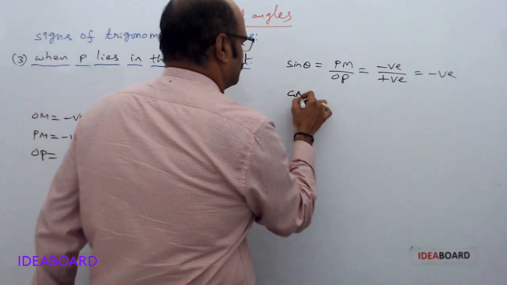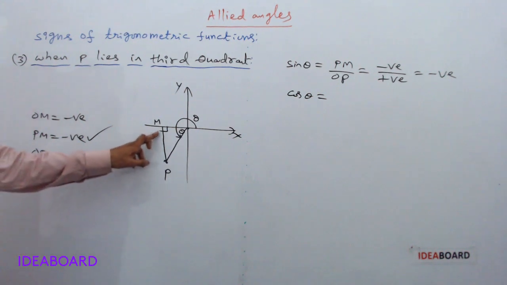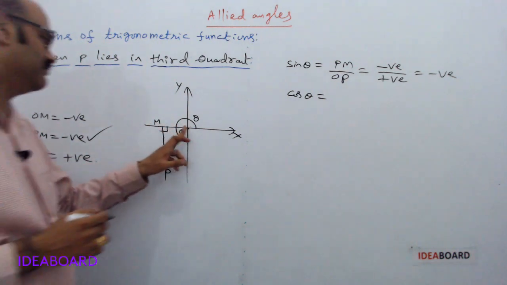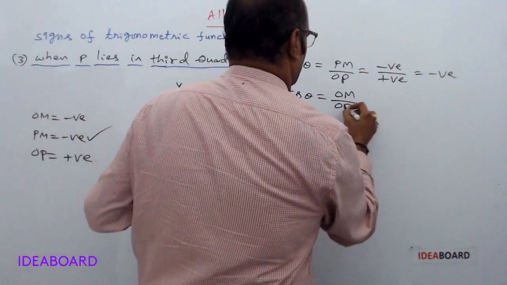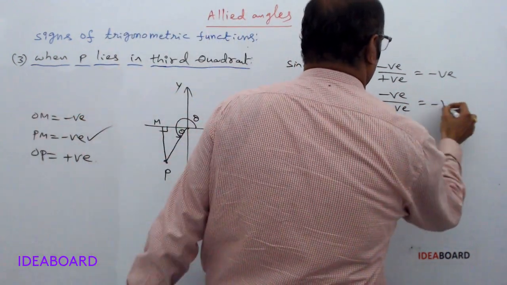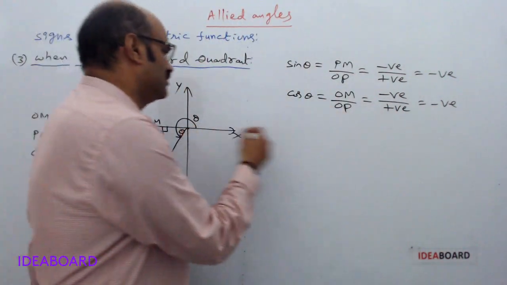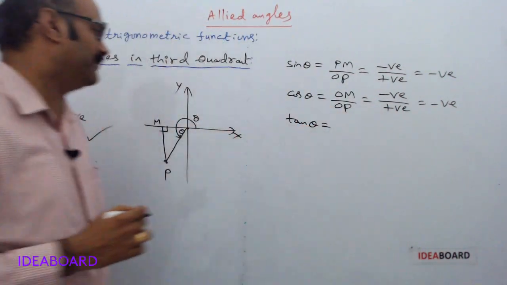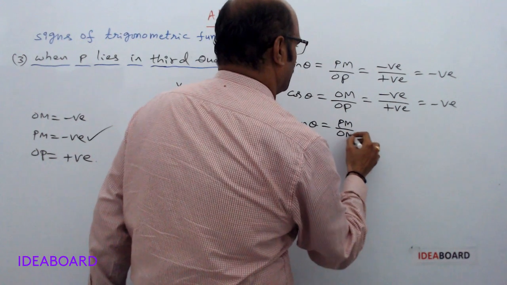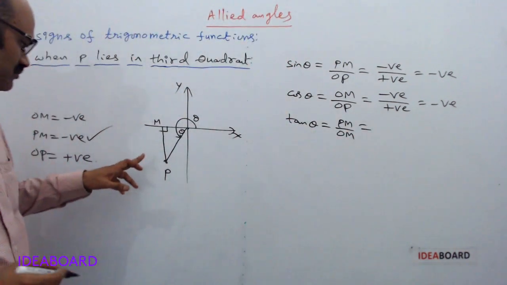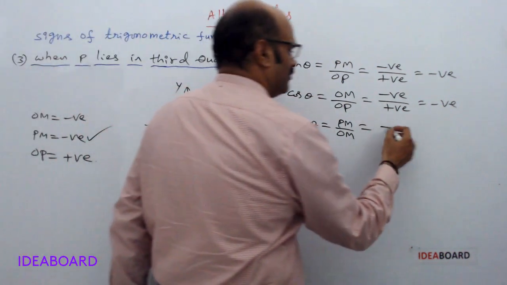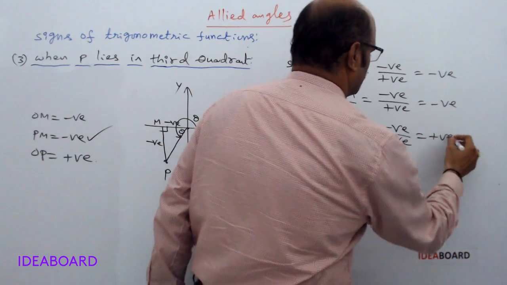Cos theta equal to base. Base is along the x-axis, OM, so OM by OP. OM is negative, OP is positive, negative by positive, so equal to negative. Tan theta equal to, from the diagram, PM by OM. Here we have negative and negative. Negative by negative equal to positive.